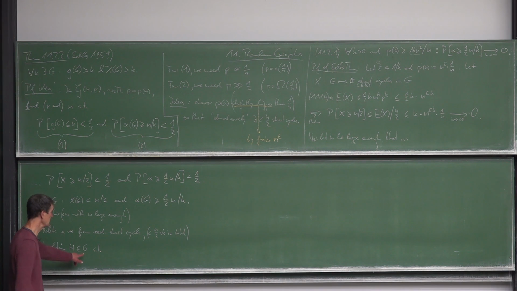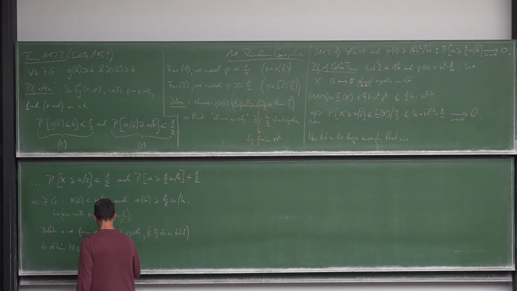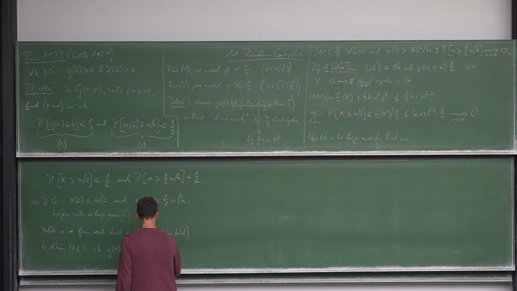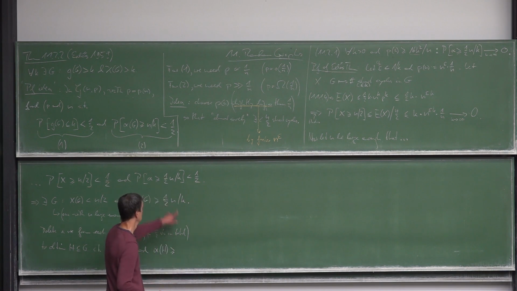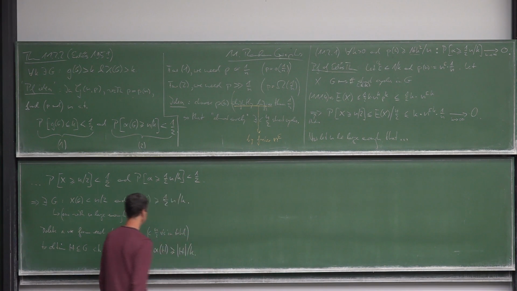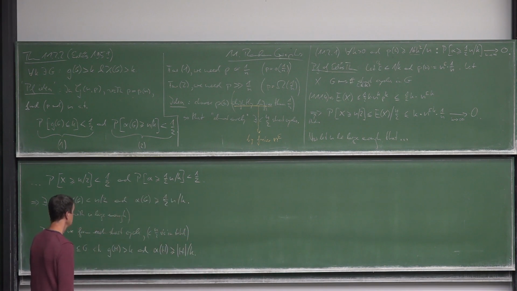Well, this is not going to have any short cycles either, because we just deleted them. This is going to have no short cycles, such that the girth of H is going to be bigger than K. And alpha of H is going to be bigger than order H divided by K. Right.